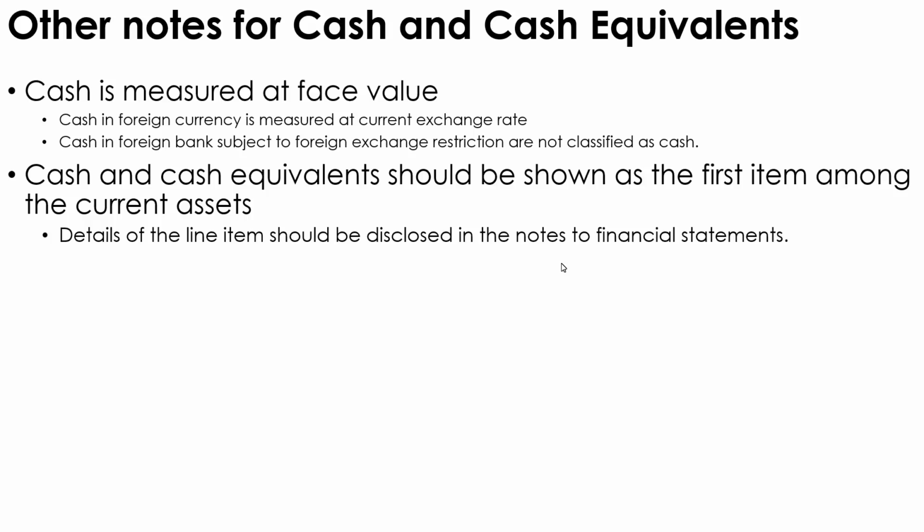And cash and cash equivalents should be shown as the first item among the current assets. The current assets are liquid investments. That is the reason why they are reported at the very top of the balance sheet. And within the current assets, cash and cash equivalents are the most liquid investment or most liquid asset of a firm or a company. So it is the first reported under current assets and in the balance sheet as a whole. And the details of the line item of cash and cash equivalents should be disclosed in the notes to financial statements.